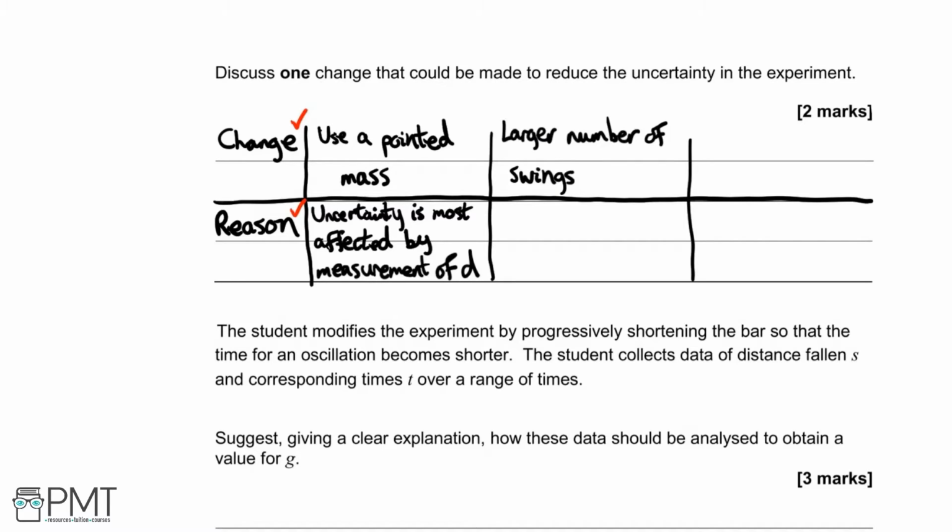Another example. If we use a larger number of swings, what you'll find is that the percentage uncertainty will be reduced because the absolute uncertainty in the time calculation remains the same, but it's a smaller proportion of a larger time.